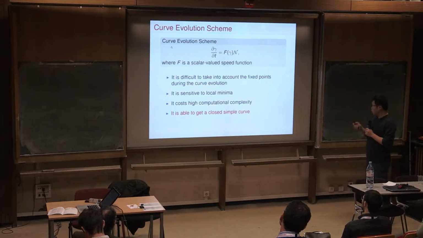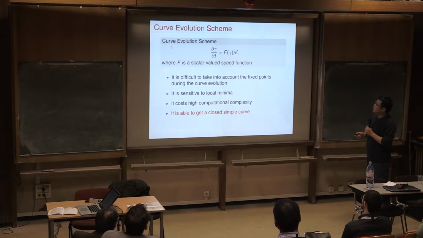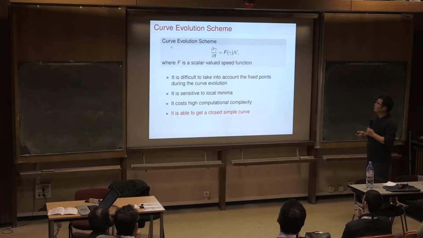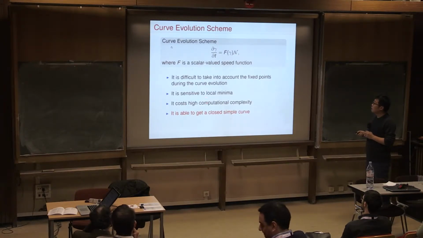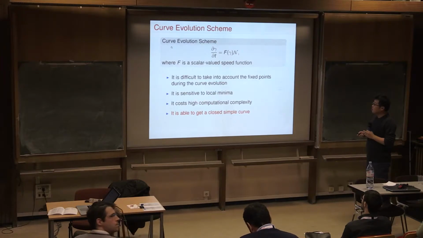And here we show some disadvantages of this co-evolution scheme. Firstly, it's very difficult to take into account the fixed points. The second is that it is sensitive to local minima. And finally, it has a very high computational complexity. But a very good advantage of this model is that it can get a closed simple curve.